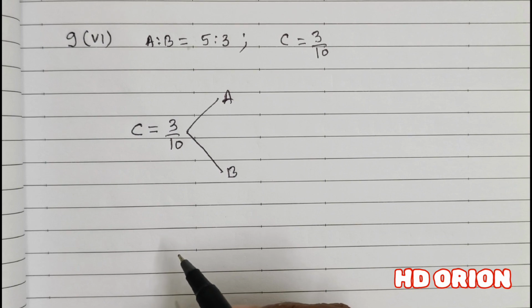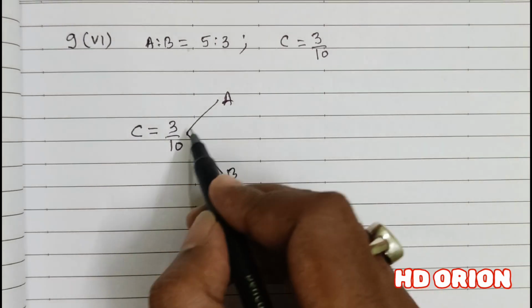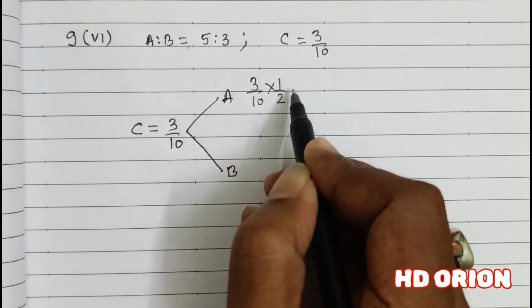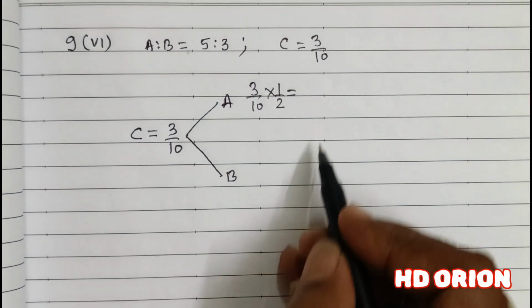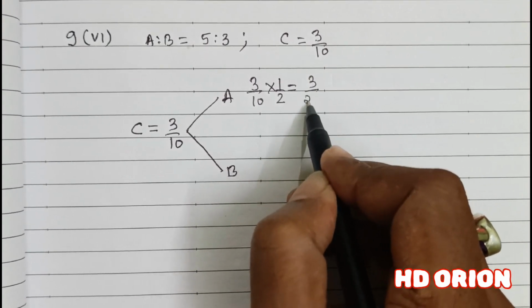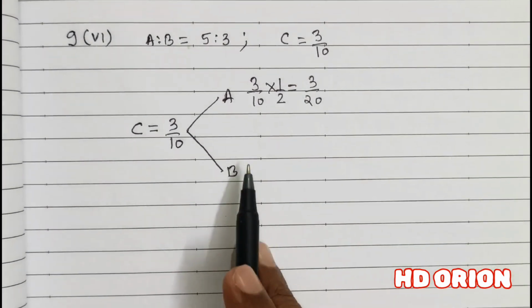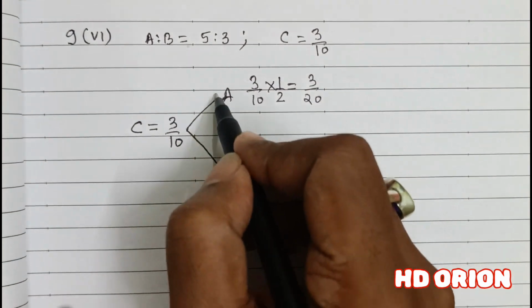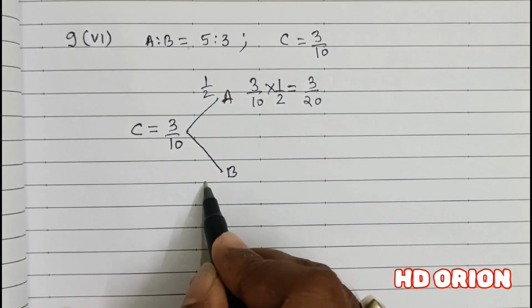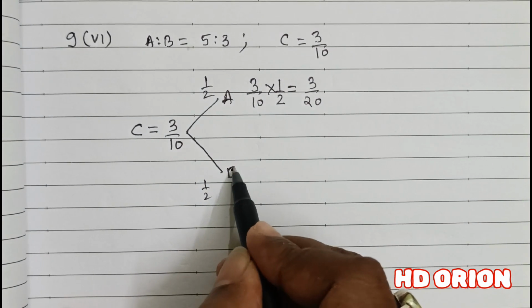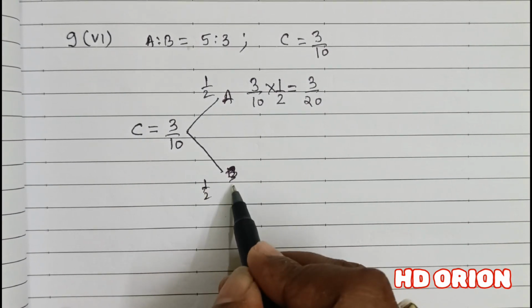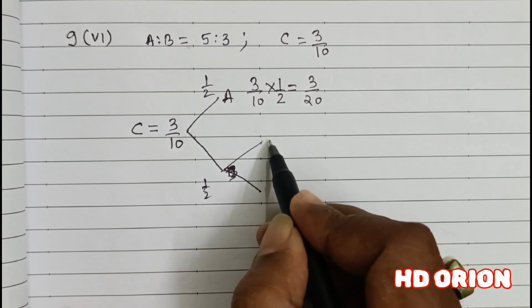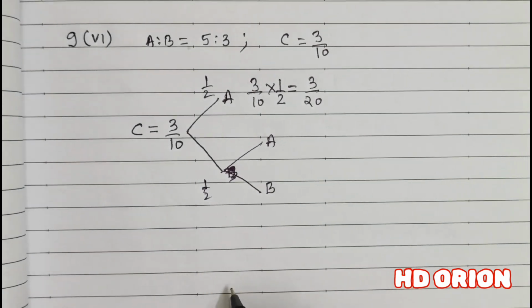Share of profit, half of which is gifted by A. So A is gifting how much? 3/10 into 1/2 is gifted by A. Means A has given 3/20th to C. And then the remaining is again half. This is the half portion, and this is again the half portion. Now the other half is not given entirely by A, or entirely by B. Rather, it is again A and B.